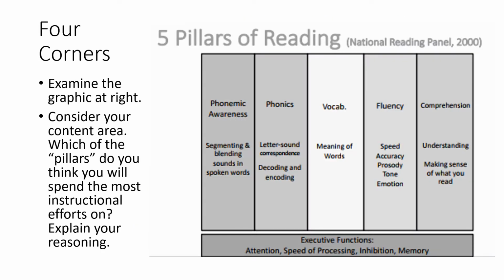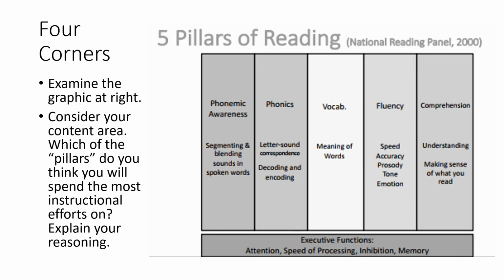In this case, we would be reviewing material that we've covered the last 2 modules, and these are the pillars of reading. And so examine the graphic at right and consider your content area. Which of the pillars do you think you will spend the most instructional efforts on? And explain your reasoning. So phonemic awareness and phonics would be corner 1. Vocab would be corner 2. Fluency would be corner 3. And comprehension would be corner 4.